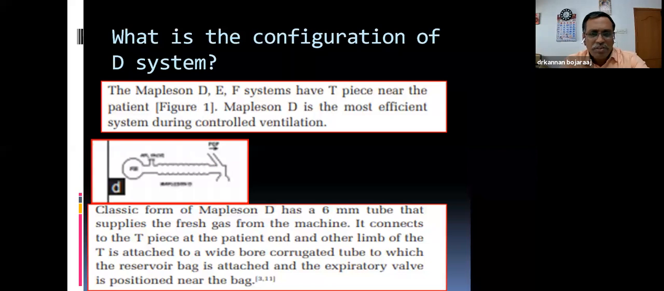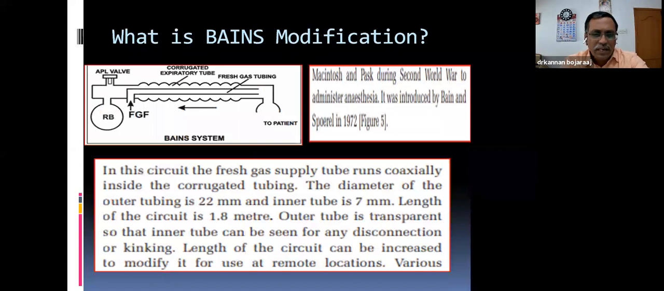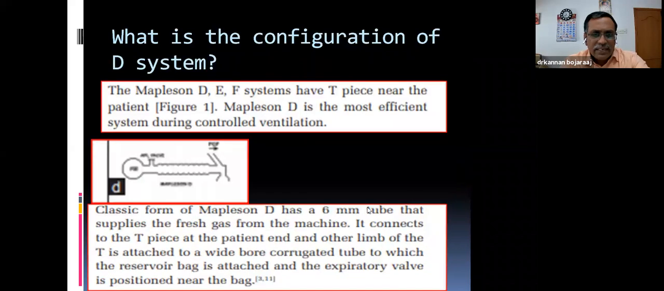And what is the configuration of this D system? Here the common thing in D, E, and F is the T-piece. Take this area, the T-piece: 1, 2, and 3. These 3 ends are there: patient port, fresh gas flow port, and venting port. And these are unique for the systems D to F.